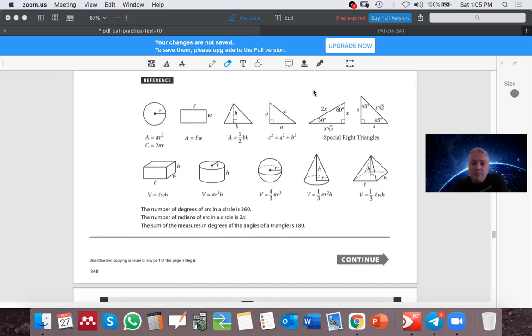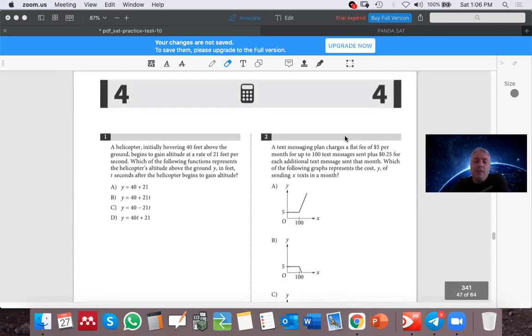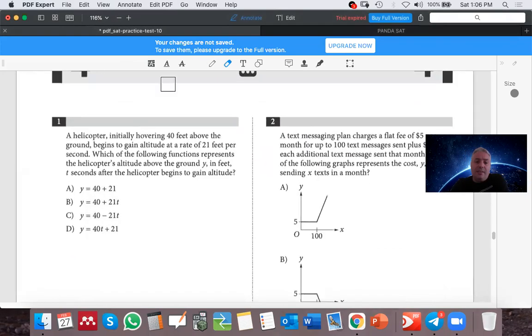Okay. Now, let me go down. The first question says that a helicopter is initially hovering 40 feet above the ground. Whenever I have this kind of question, I always illustrate, so I think it is also better for you. We are here and the distance is 40 feet. The helicopter is here right now and begins to gain altitude. To gain altitude means the helicopter is going up.